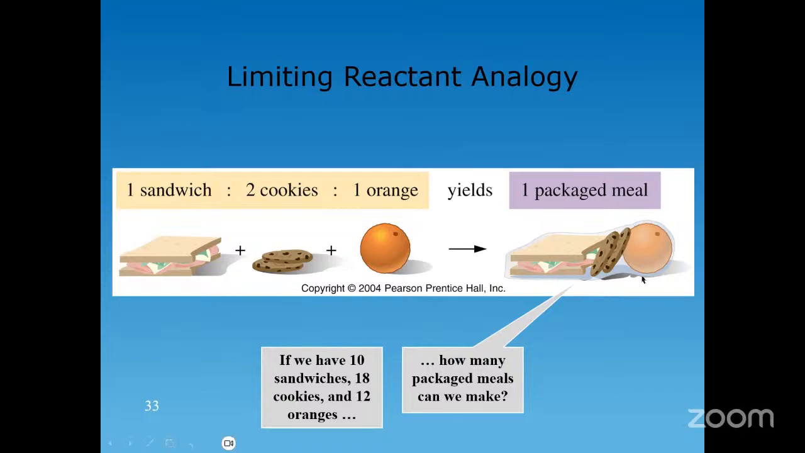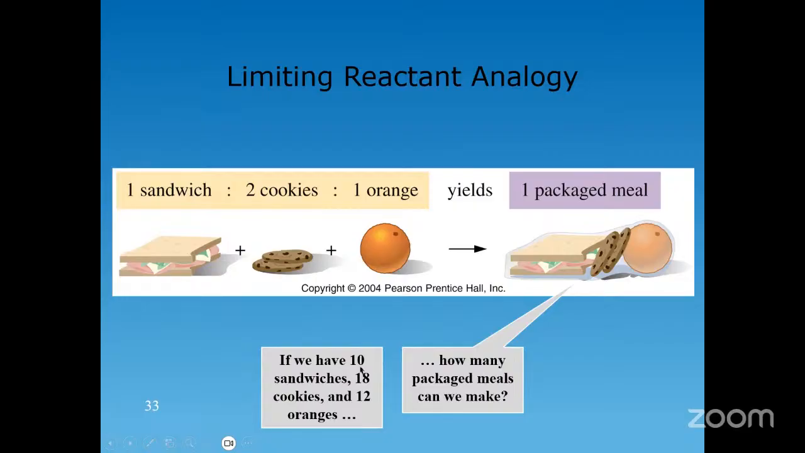And this is a combination of items that you're going to need in order to make one packaged meal, right? You're going to need one sandwich, 2 cookies, 1 orange. So there's a 1-to-2-to-1 ratio between the sandwich, cookies, and orange to make one packaged meal. So here's the situation here.